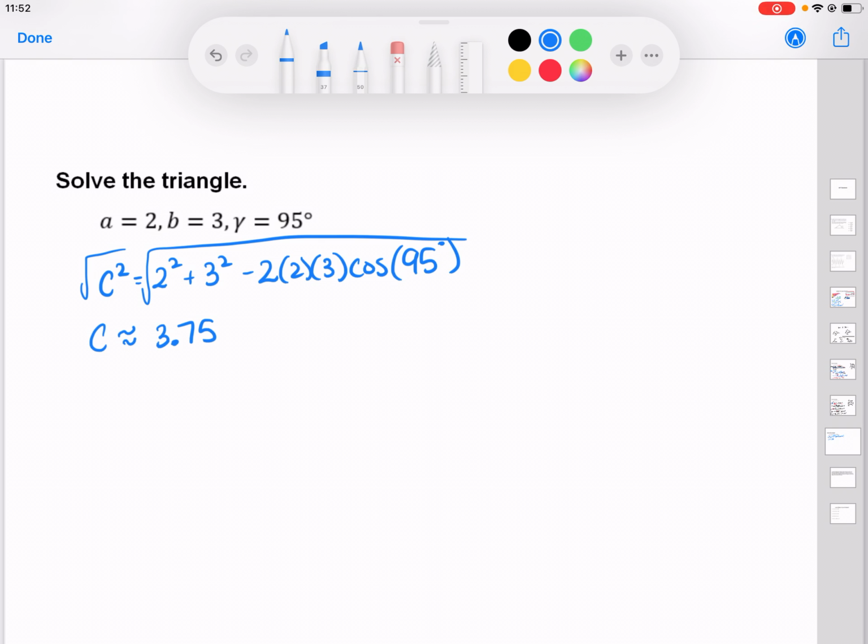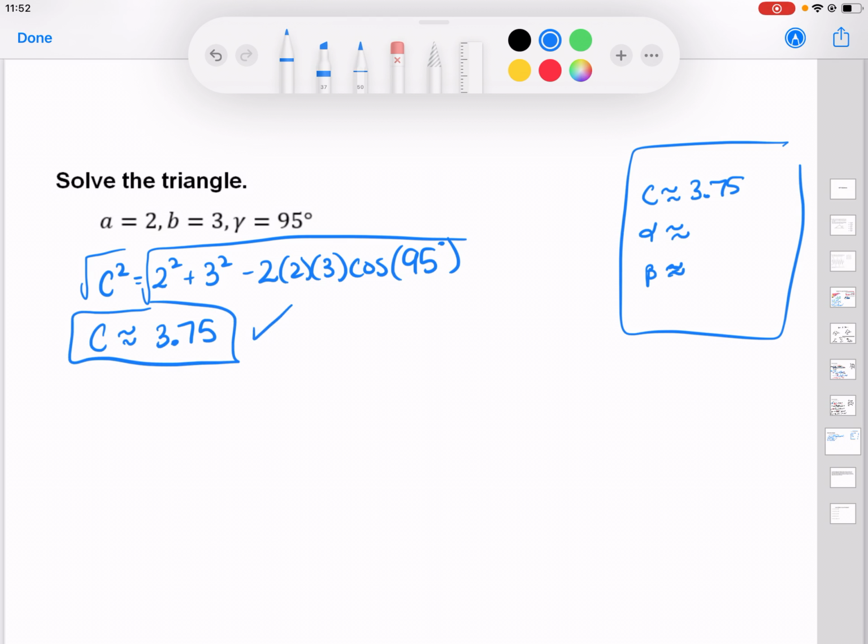In fact, I should write off to the side. We know we're looking for c, and then we're also looking for alpha and beta. So we'll just slowly fill those in as we find them. Okay, so we found this. If you need to draw a triangle, I didn't draw it, but you can draw the triangle and make sure you've got what you're looking for. So this is alpha and this is 3 and beta if you need that.